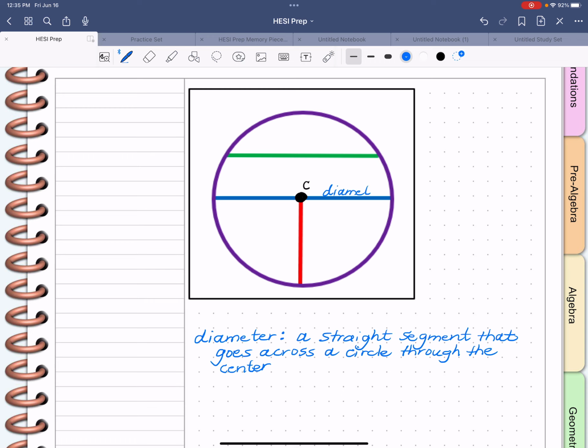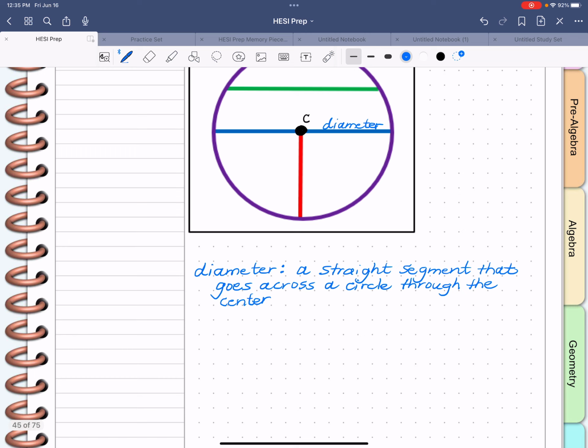That is key. That green line is not a diameter because it doesn't go through the center. The diameter will always cut the circle in half. Now, the diameter is not always horizontal.